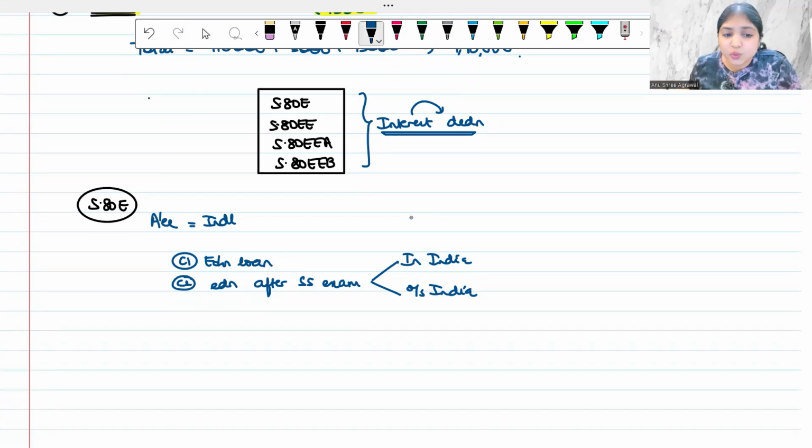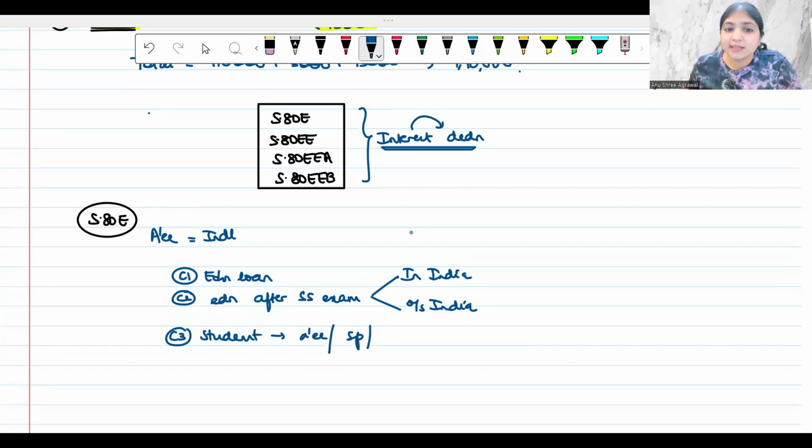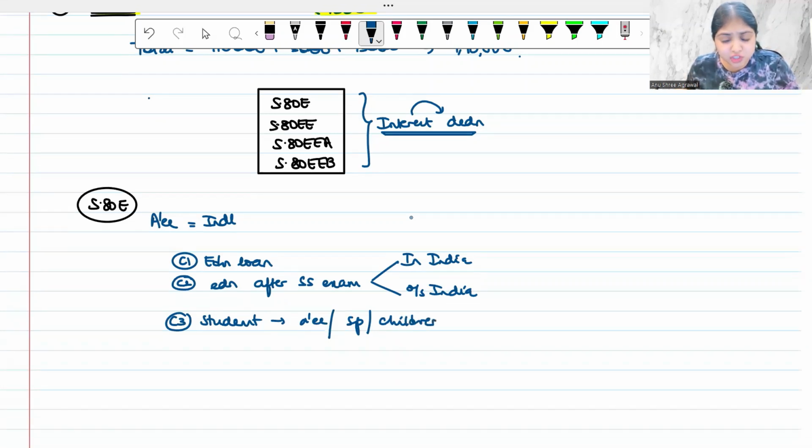And who is getting educated, guys? Who is a student over here? Who is a student who is getting educated? Either the assessee himself, or his spouse, or his children, or any other student for whom the assessee happens to be a legal guardian.